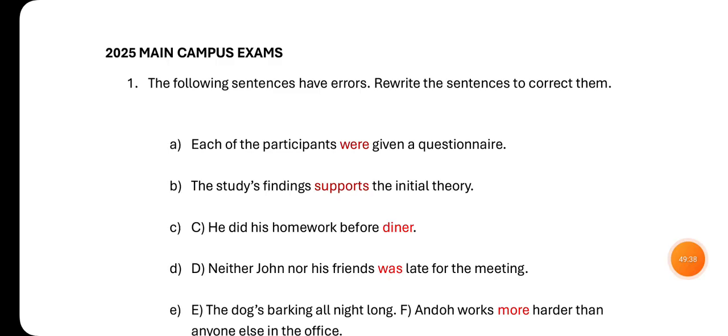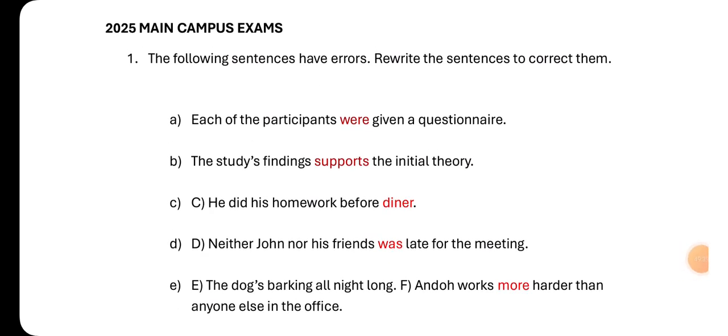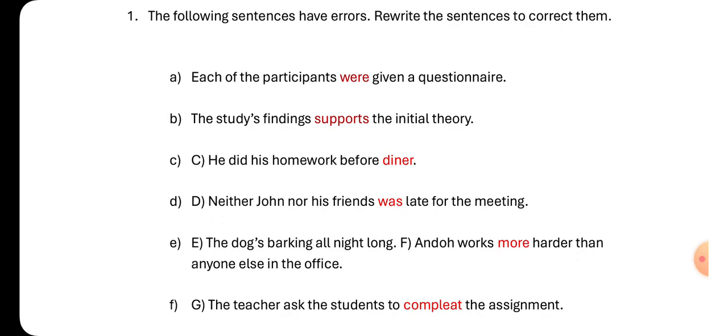and see how best we can correct them. So the following are sentences, okay? They have errors, so rewrite the sentences and correct them. So it says that each of the participants were given a questionnaire. Each of the participants were given a questionnaire. So with the little that you've learned, let's try our hands on it.